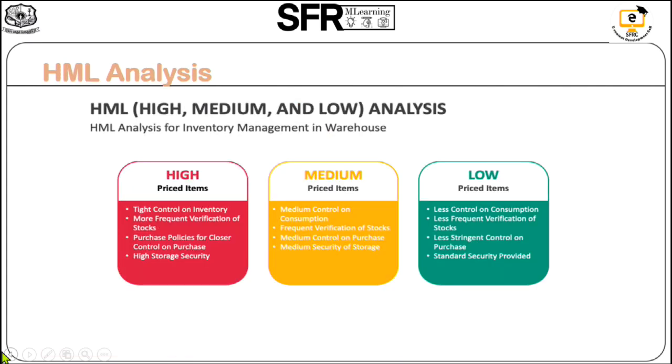And next we have is HML analysis. This HML analysis is based on the high, medium and low. For the high, medium, low analysis, this type of inventory control is chosen by the organization where it holds the goods or stocks the goods in the warehouses. What they will be doing is giving more priority, as we see in the A, B, C category analysis.